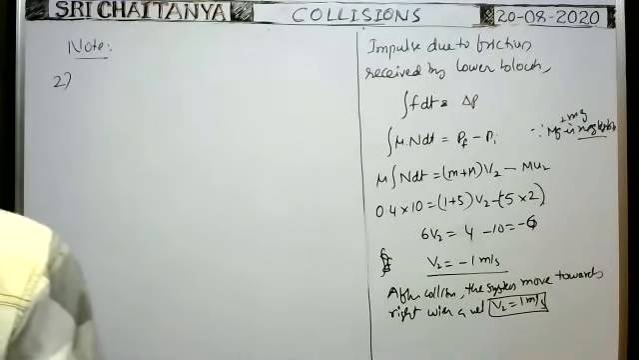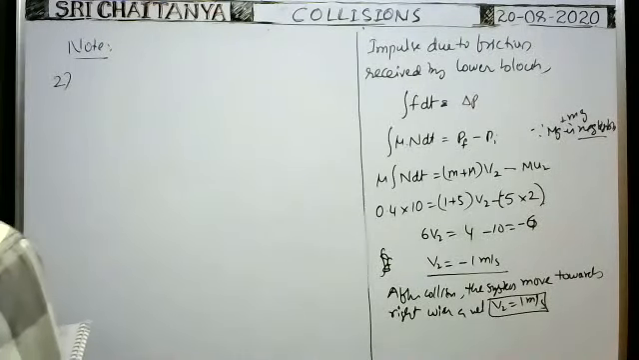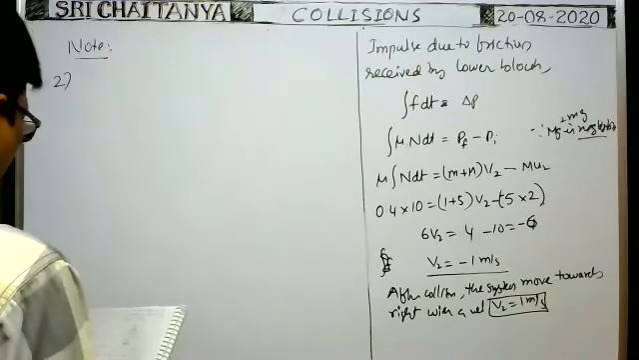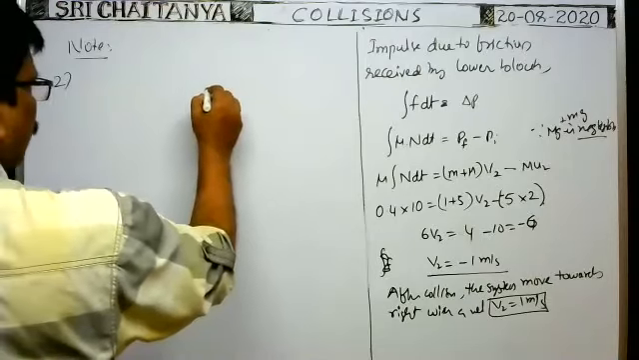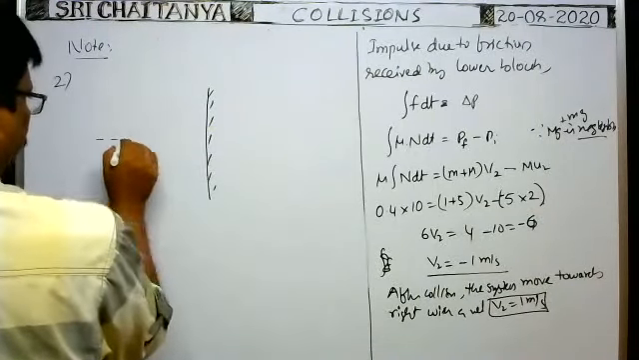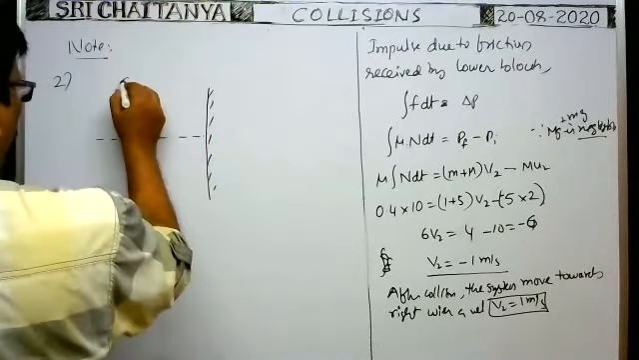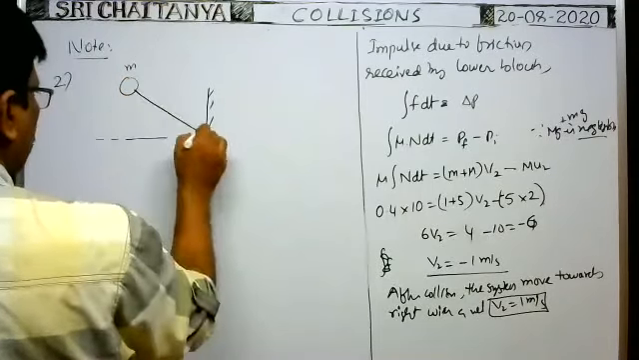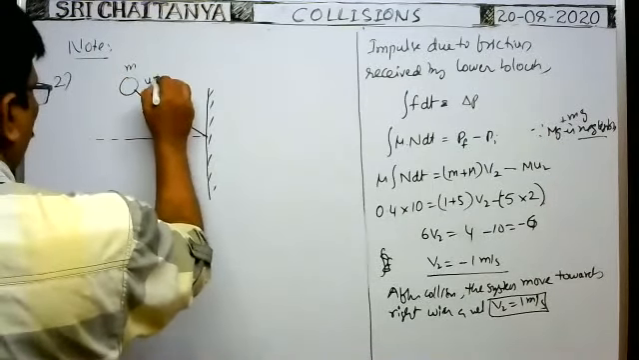Second one. A ball of mass m moving with a velocity v0 collides with a wall as shown in the figure. Here there is a vertical wall, and there is the normal. One ball of mass m is moving with a velocity u equal to v0.